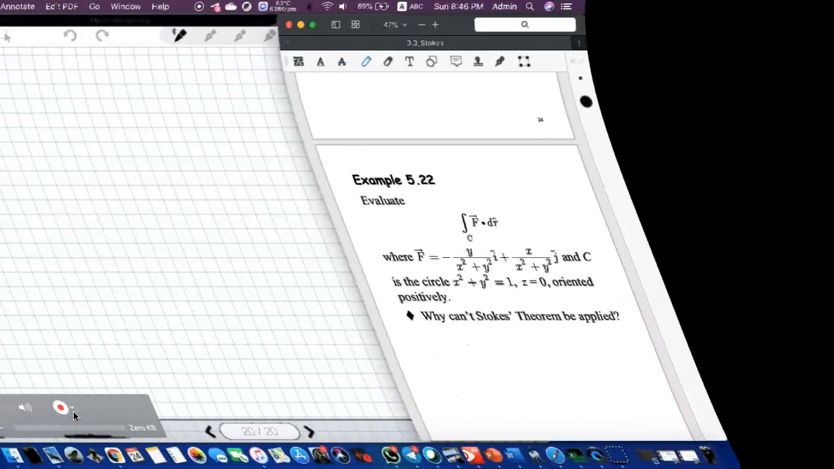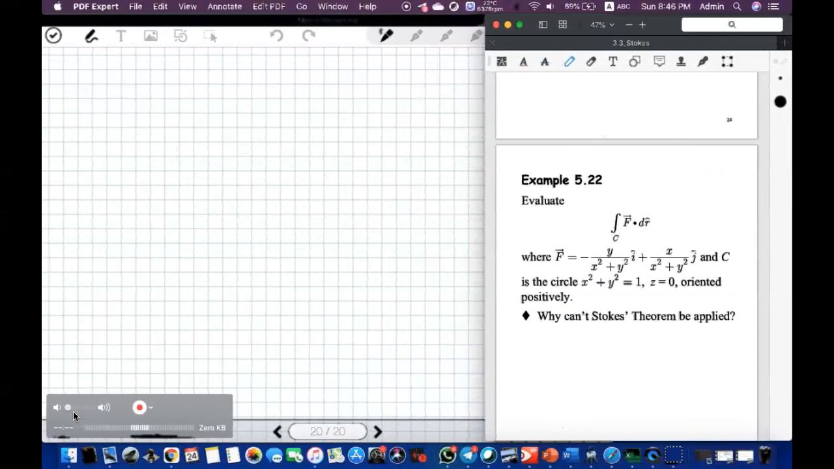Okay, hi. Let me finish the Stokes theorem. So we have some more examples that I need to share with you, so that you will become more clear about the Stokes theorem.